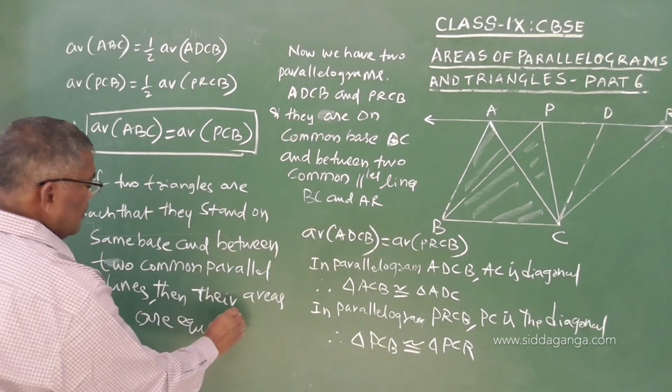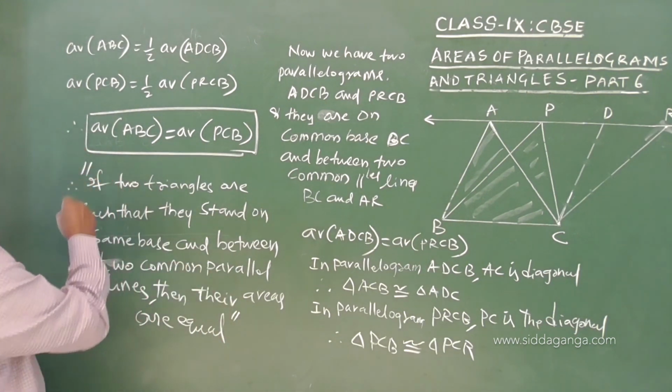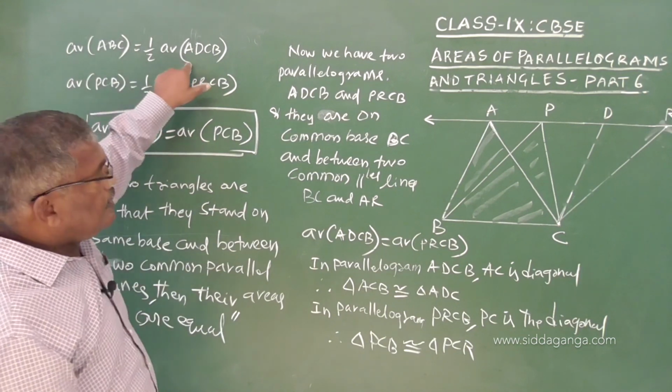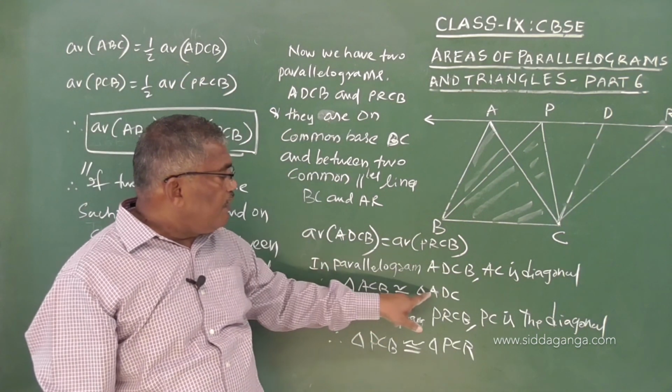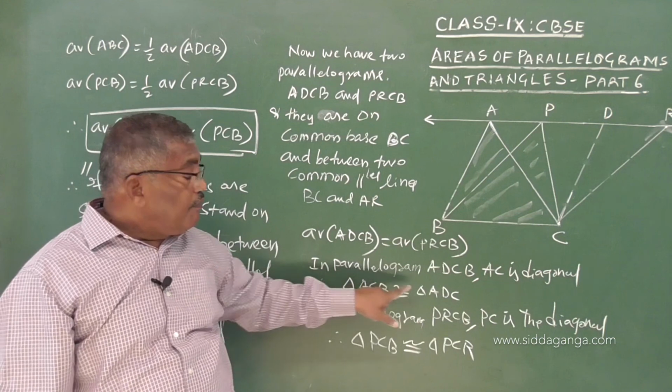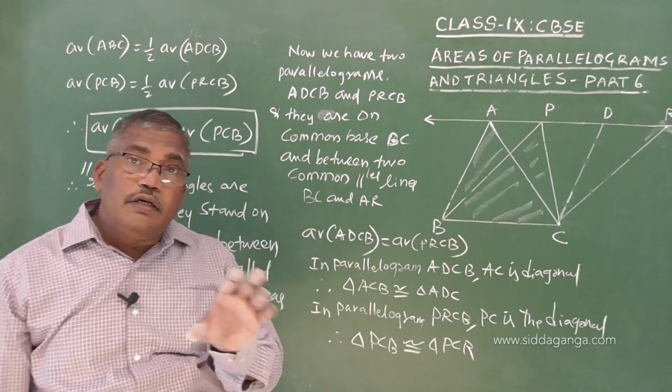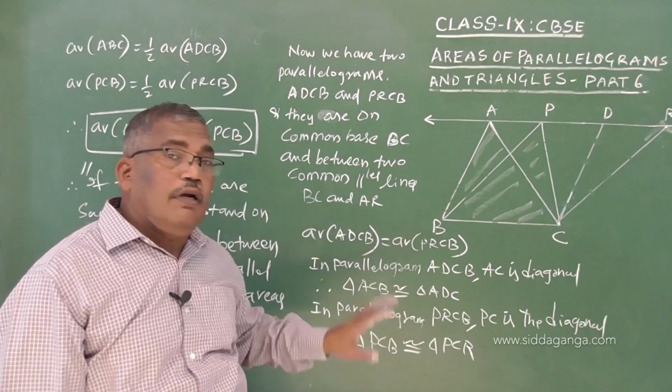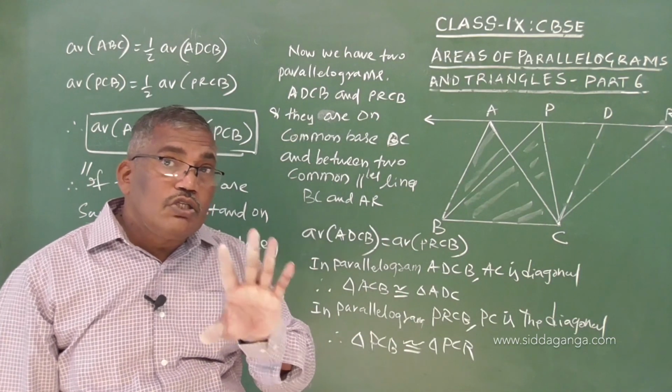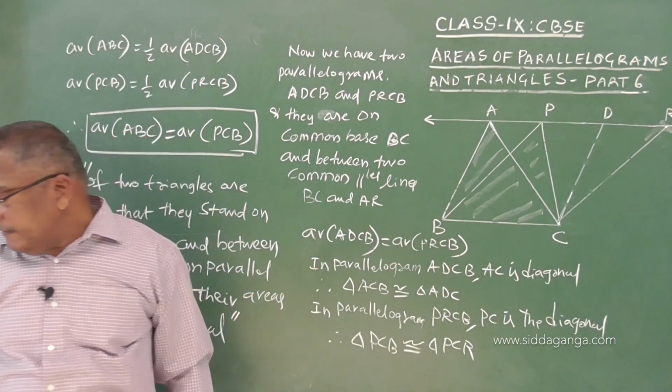Then their areas are equal. So, here how did we take these areas? We know that they are congruent. If two figures are congruent, their areas are equal, and the converse is not true, that we have discussed.